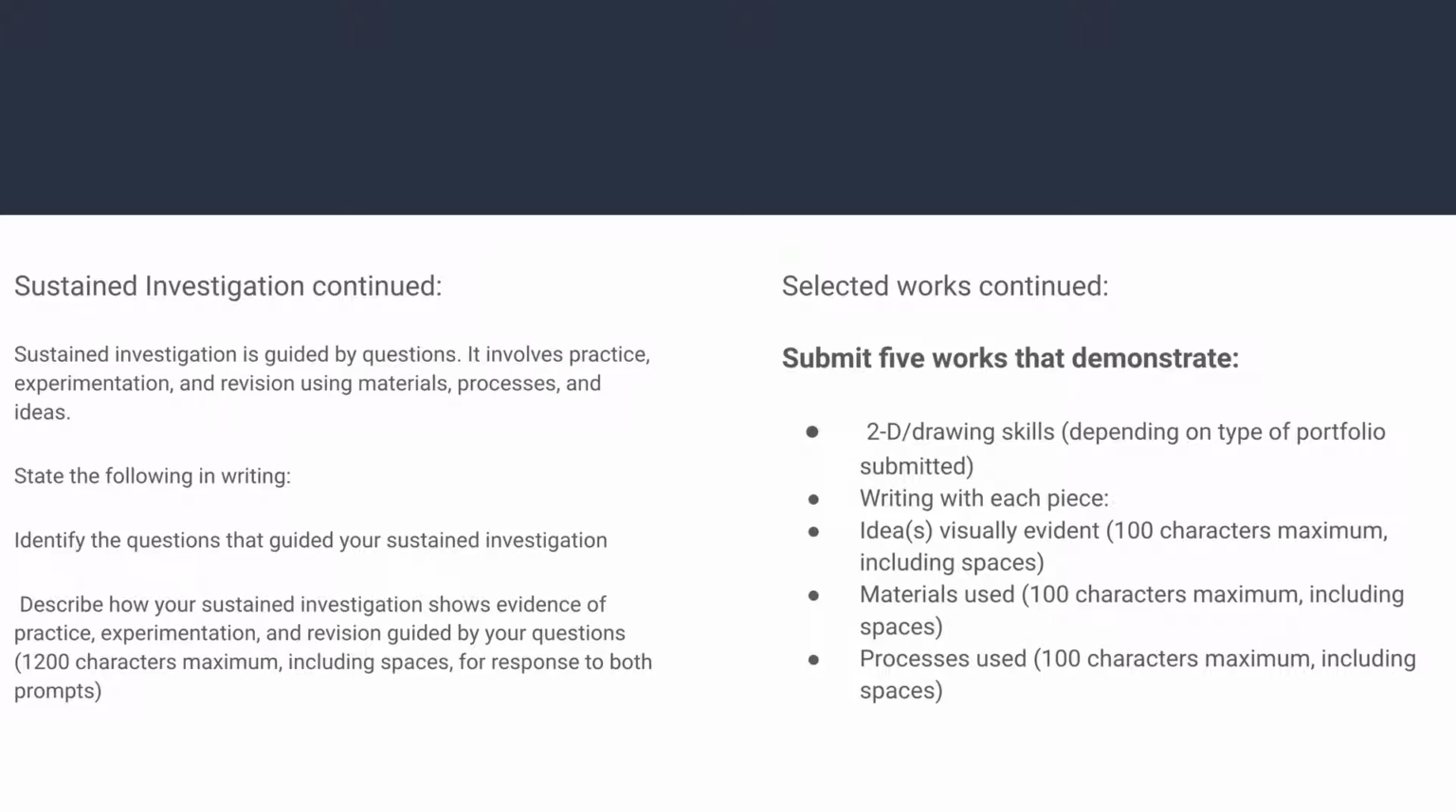For the selected works, same thing. That's the 5 physical pieces that you're sending in. They have a little bit of writing with those as well, which we will practice. So you have 100 characters for each of these. So you're not writing a lot. It's more like a tweet. So showing how your ideas are visually evident. You have another 100 characters to write about the materials that you used, and then another 100 characters to talk about the processes that you used.